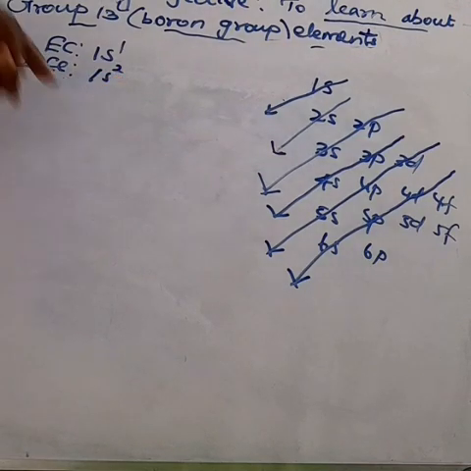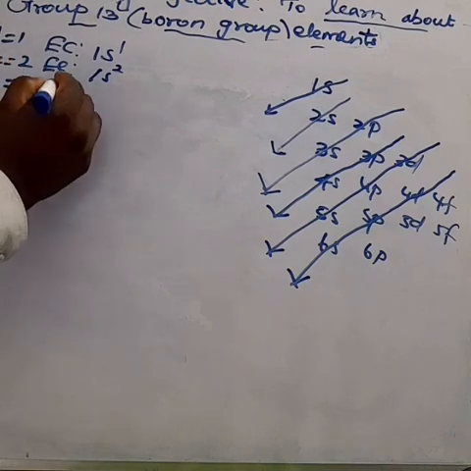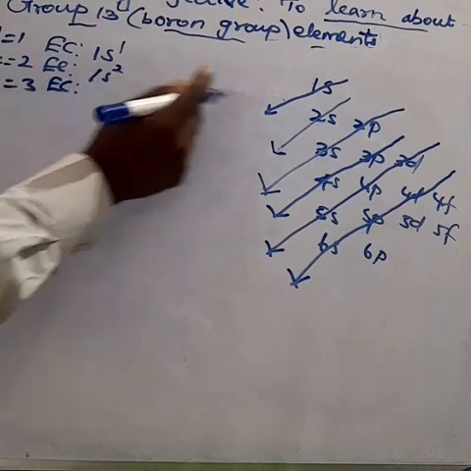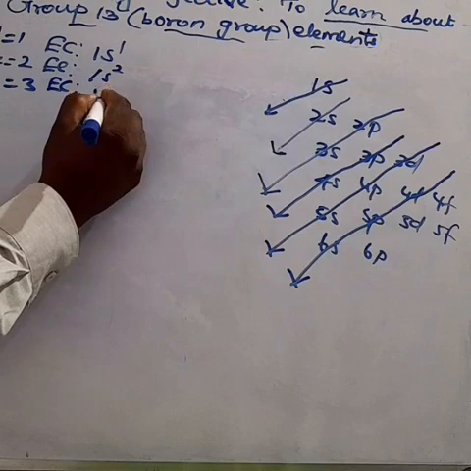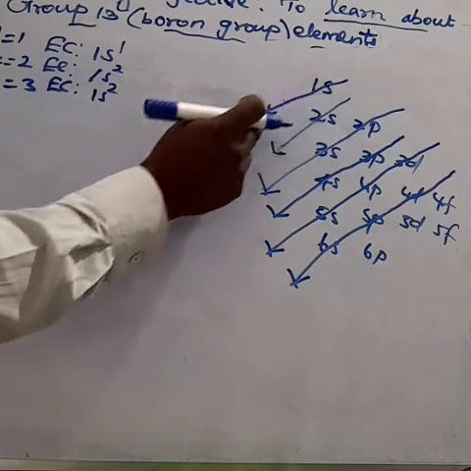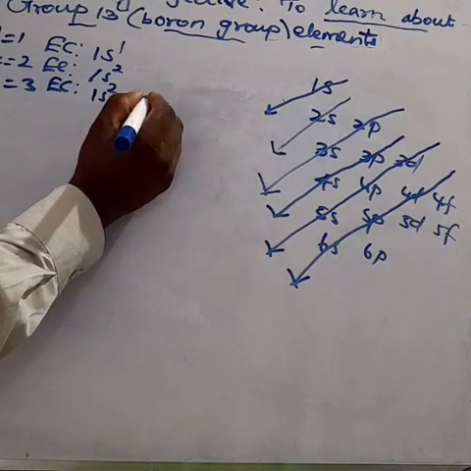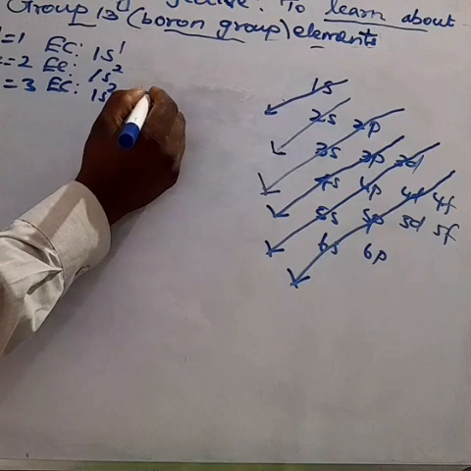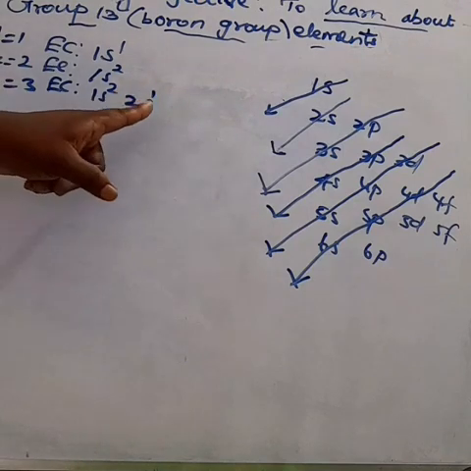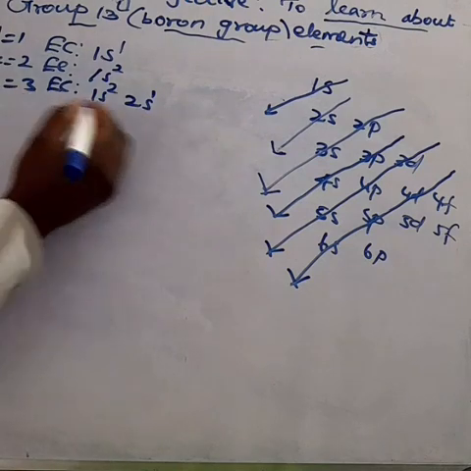That's about helium. What about lithium? The atomic number is 3. How will you write it? 1s2, since the maximum number of electrons in the s subshell is 2. After finishing the 1s, we jump to the 2s. In the 2s we can accommodate a maximum of 2, but we have only 1 electron because lithium has 3 electrons. So 2s1. Can you write, yes or no?